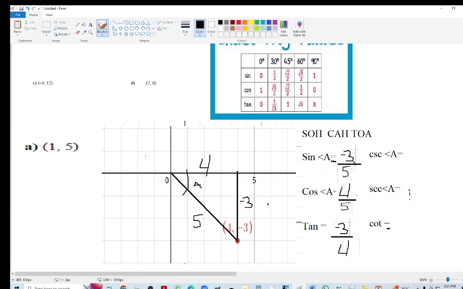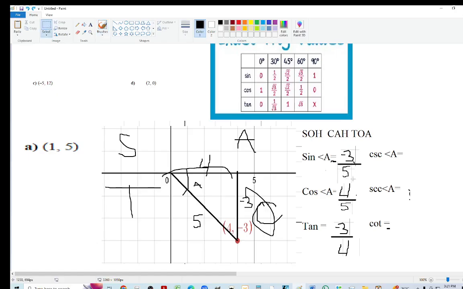And the reason for that is the x value is positive and the hypotenuse is always positive. And that is why we use C, A, S, T. It means cosine and secant are always positive in this quadrant because the x value divided by the hypotenuse is always going to be positive. That's why we have the CAST system.